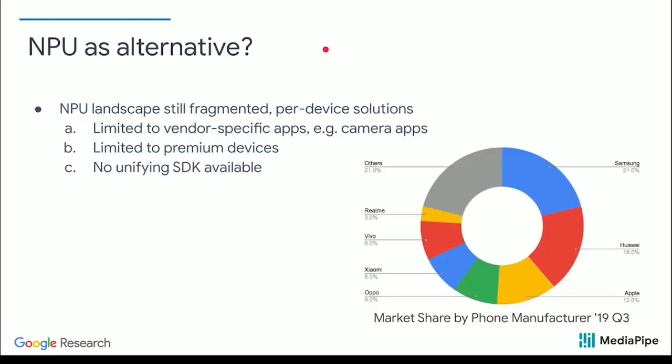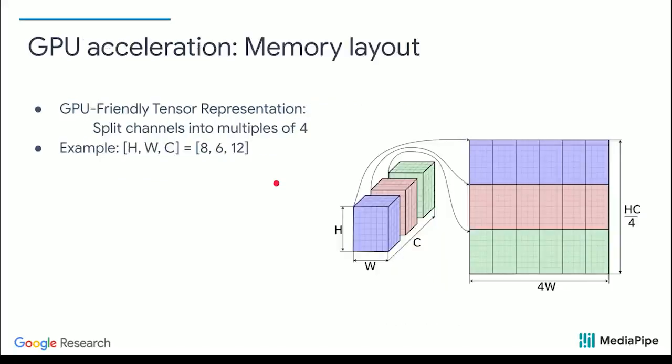One could ask, can't we leverage neural processing units for on-device acceleration as an alternative? And there the challenge is the landscape is still fairly fragmented. And so what you see is it tends to be limited to vendor-specific apps, like the camera apps. Especially low-end phones tend to not have NPUs today. And then there's still no unifying SDK or compute standard available. And so we've been leveraging GPUs.